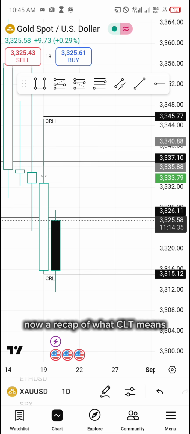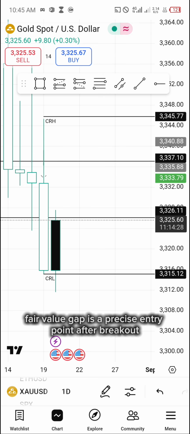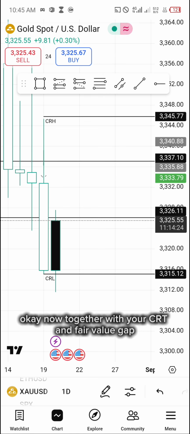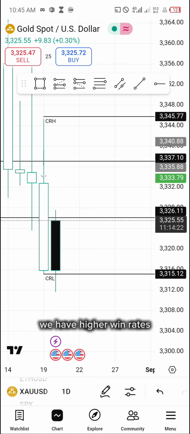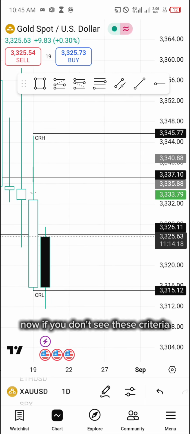Now, a recap of what CRT means. It defines balance and expansion, and fair value gap is a precise entry point after breakout. Together with your CRT and fair value gap, we have higher win rates. Now, if you don't see these criteria, you don't need to take any trade.